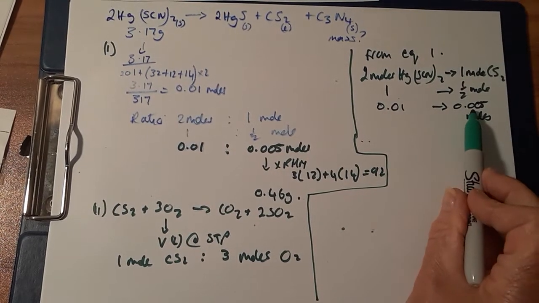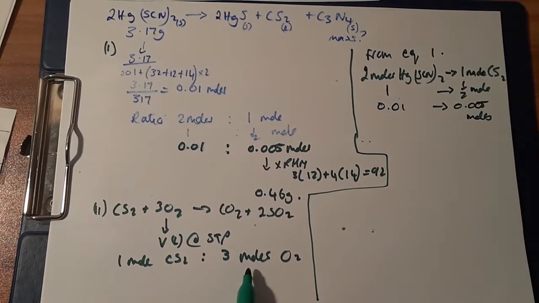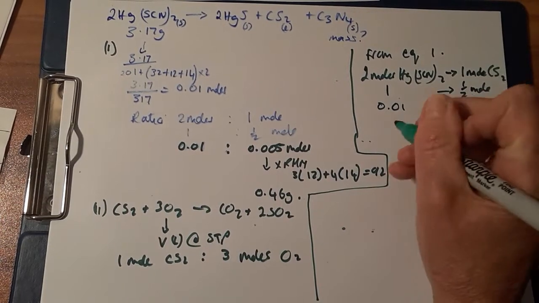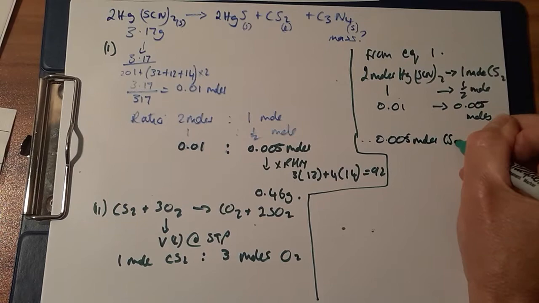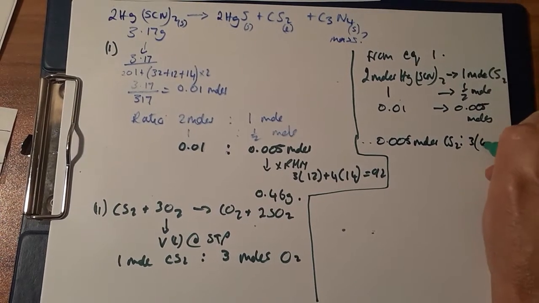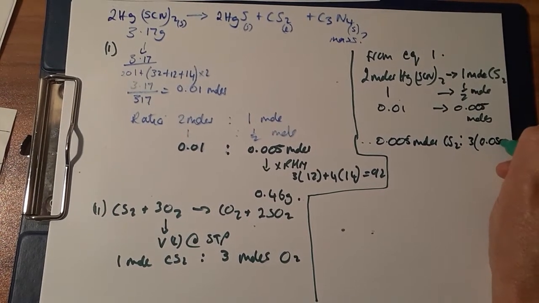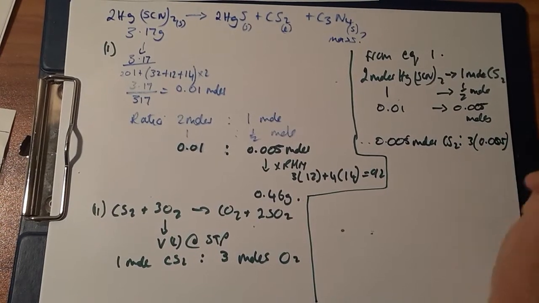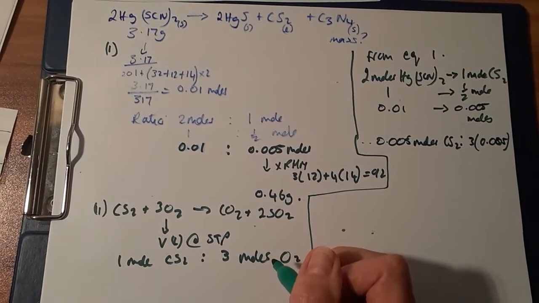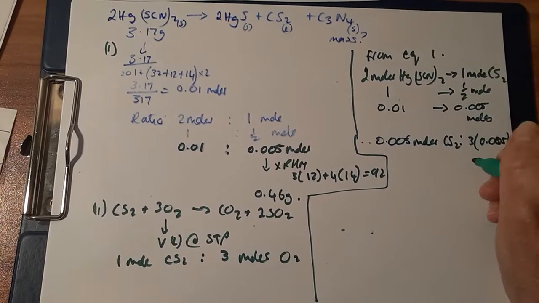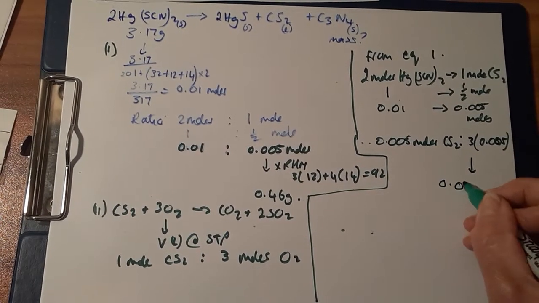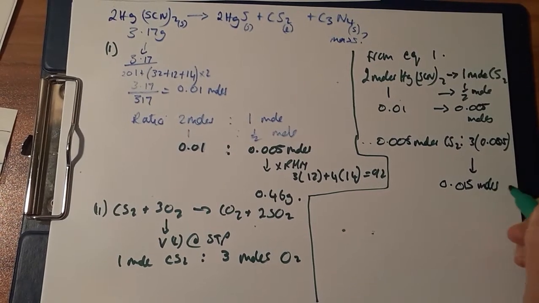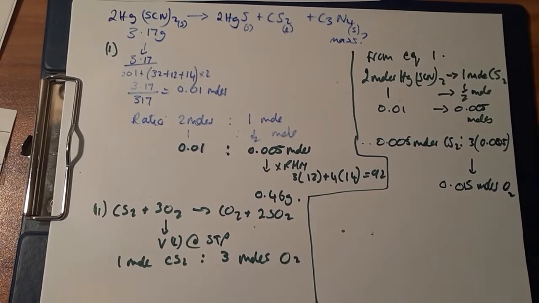So this 0.005 moles will require 3 times as much oxygen. 0.005 moles of CS2 will require 3 times as much oxygen. So when I multiply that by 3, I get 0.015 moles of oxygen required, needed to do this.